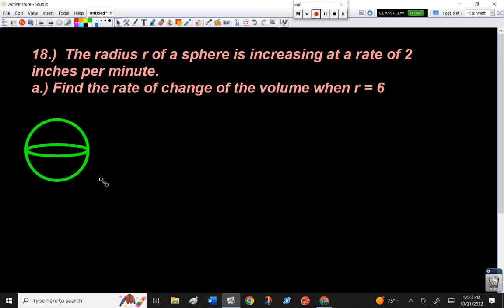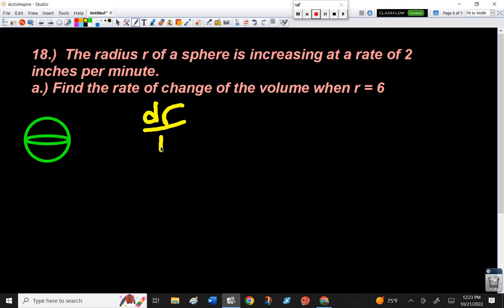So what we're doing here, ladies and gentlemen, and here's what I like to do with related rates, is this. First, I want to write down everything I know. It says the radius is increasing at a rate of 2 inches per minute. So what is that? That is dr/dt. They're telling us the rate at which the radius is changing, and it's increasing, so it's positive 2 inches per minute.